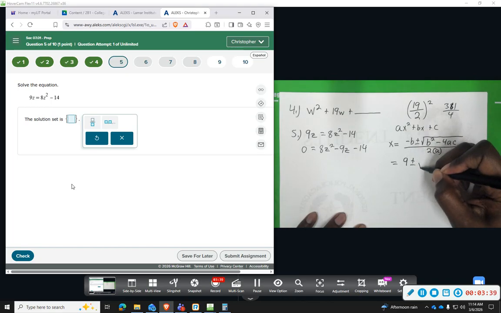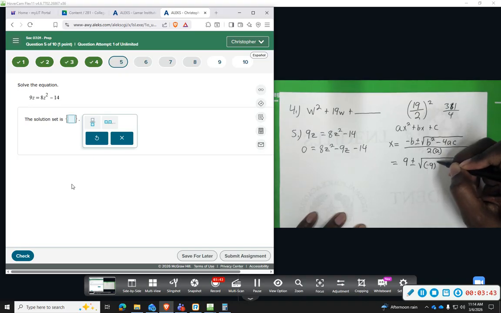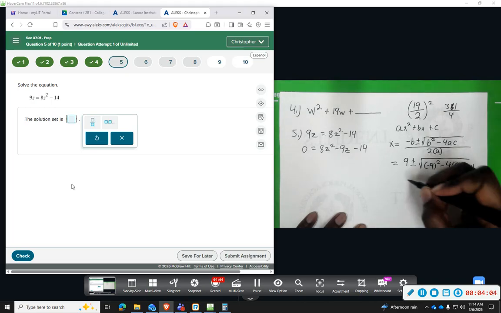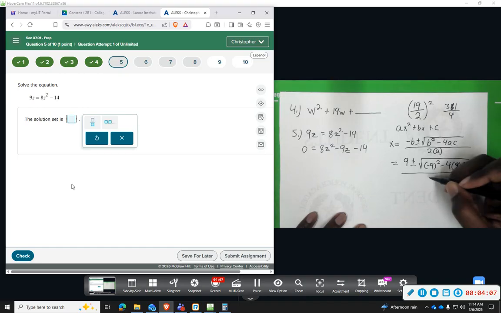plus or minus, this will be negative 9 squared minus 4 times a, which is 9, times c. No, sorry, looking at the wrong thing. A is 8. A is 8 times c, which is negative 14. And this is all divided by 2 times 8.